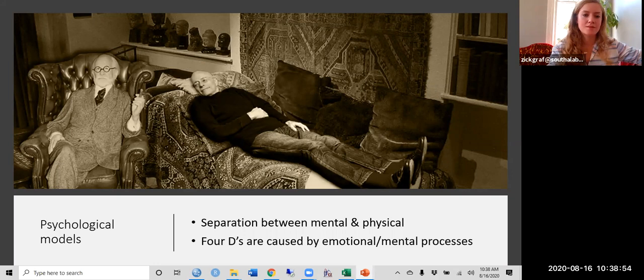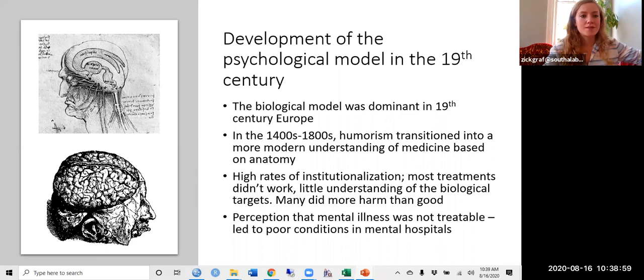So a little history of the origins of modern psychological understandings. We talked about Hippocrates and Galen in the Middle Ages, how the humoral theory was really influential. But beginning in the Renaissance, so in the 1400s, and continuing through the 1800s and 1900s, more science started to take a really biological view of psychopathology. So the images here are anatomical illustrations of the brain. The top one was by Leonardo da Vinci in the 1400s, and the bottom one is from the 19th century, 1800s.